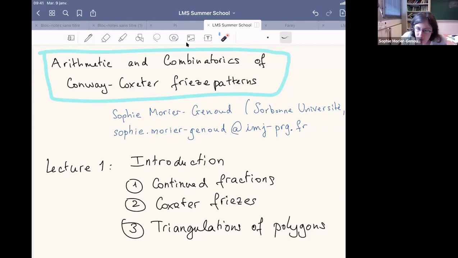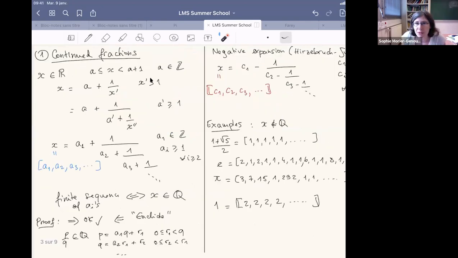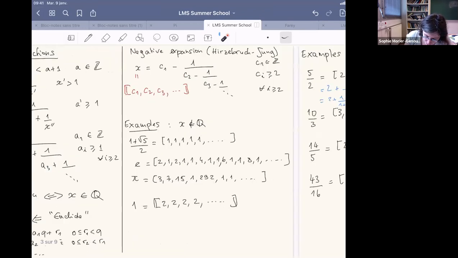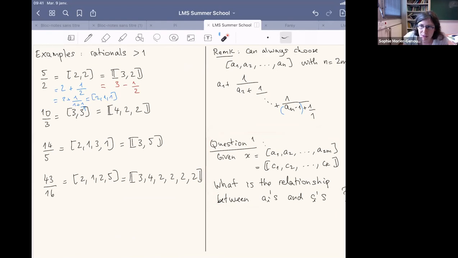I'm going to start by reviewing briefly what we saw yesterday. In yesterday's lecture, we started with the notion of continued fraction. And we wrote two types of fraction, one with a plus sign and one with a negative sign. The first expansion came from approximation of the numbers with the integer part, taking the floor part. And the second expansion came from taking approximation with the ceiling part. So it produced two different expansions for the same number. And we addressed the question: what is the relationship between the two sequences of coefficients, the A's and the C's? That was the first question.